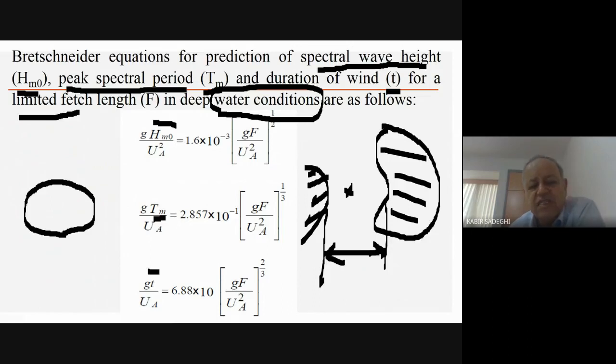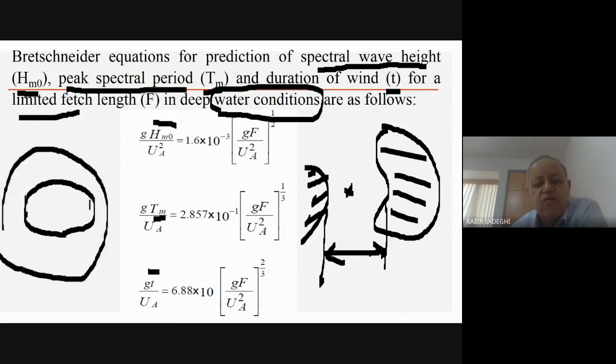When fetch is limited, most probably fetch is governing. But when time is limited, where there is open sea, the fetch is limited. We have 2 hours wind, 10 hours wind, 24 hours wind. But here when we have fetch limited, the duration is not important. If 1 hour of wind comes from this land and goes to the other land, therefore, the governing thing is fetch.